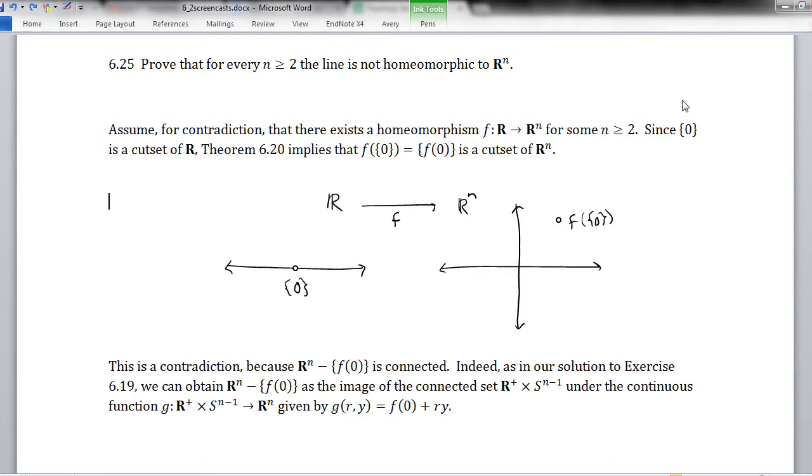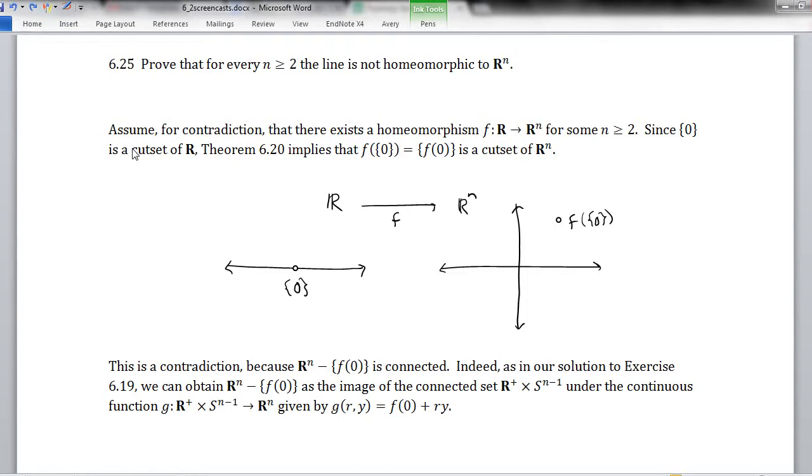Exercise 6.25. Prove that for every n greater than or equal to 2, the line is not homeomorphic to Rn. Now, the reason for this is basically that to disconnect a line into a couple pieces, all you need to do is take away one point. But if you take away one point from Rn with n greater than or equal to 2, the set you get is still connected. Okay, so they can't be the same space. All right, so let's try to prove that.